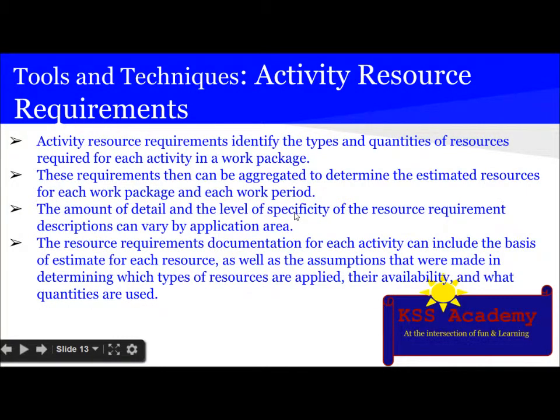Next tool and technique is activity resource requirement. Activity resource requirement identifies the types and quantities of resource required for each activity in a work package. These requirements can be aggregated to determine the estimated resource for each work package and each work period. The amount of detail and the level of specificity of the resource requirement description can vary by application area. The resource requirement documentation for each activity can include the basis of estimate for each resource as well as the assumptions that were made in determining which types of resources are applied, their availability, and what quantities are used.